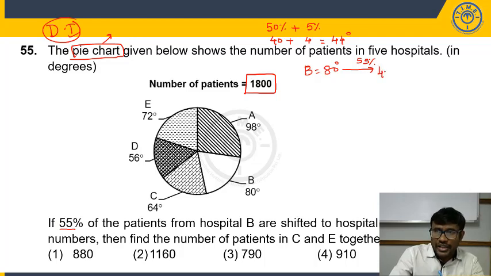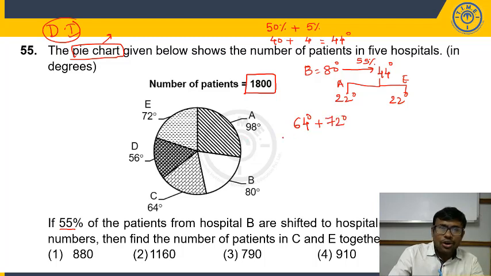Okay, 44 degrees were shifted to A and E in equal numbers. So, A 22 degrees and E also 22 degrees. Now find the number of patients in C and E together. C already had 64 degrees and E already had 72 degrees, and these 22 degrees also get added up, yes or no? So how much in C and E together now? 64 plus 72 plus 22. So it is 94 plus 64, that is 158 degrees.